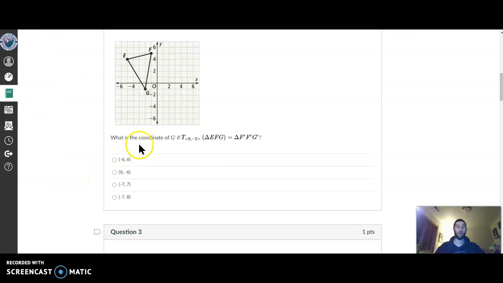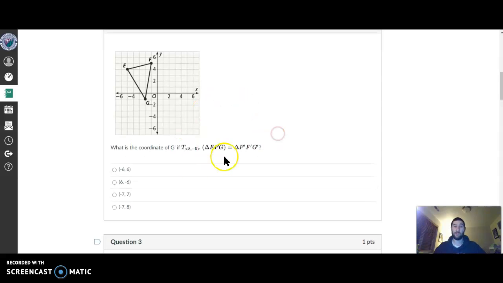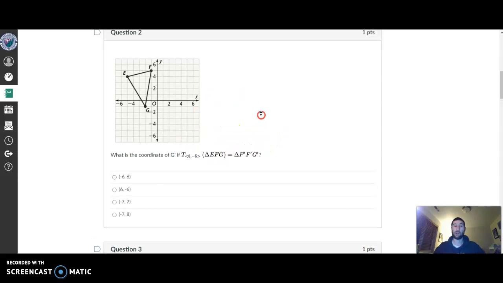Question 2. What is the coordinate of G prime? So here's our shape, F, E, G. What is the coordinate of G prime if given the notation of our triangle? Oh my goodness! Ladies and gentlemen, let me help you out with this notation and explain question number 2.